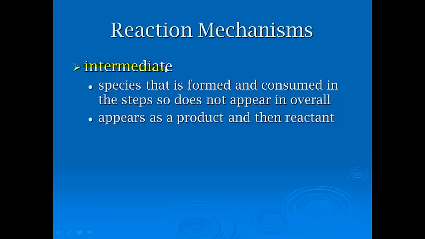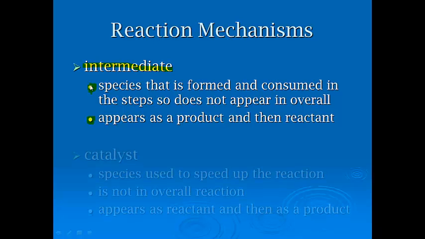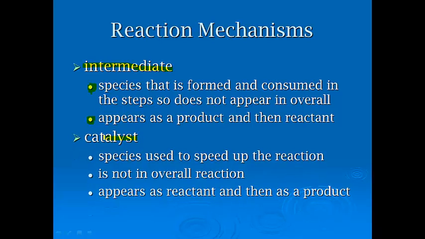So an intermediate we're going to define as a species that is formed and then consumed in the steps, so it does not appear in the overall reaction, and it appears as a product and then a reactant. So it's kind of like algebra, that if it's on both sides, we can cancel it out and cross it off.